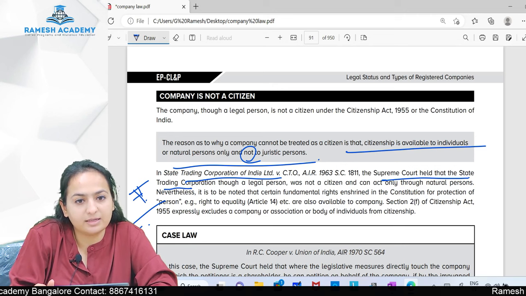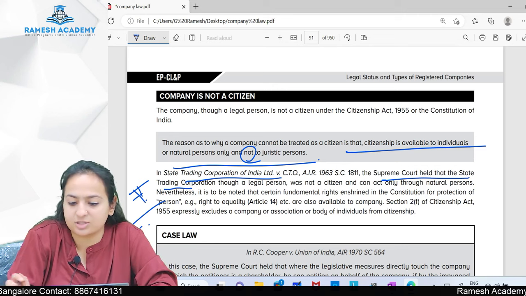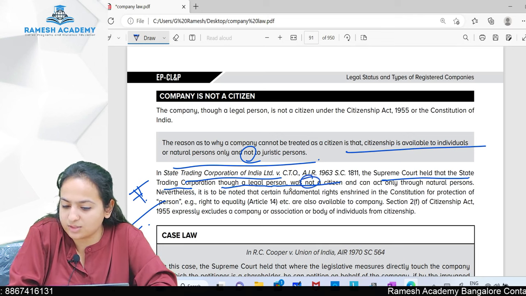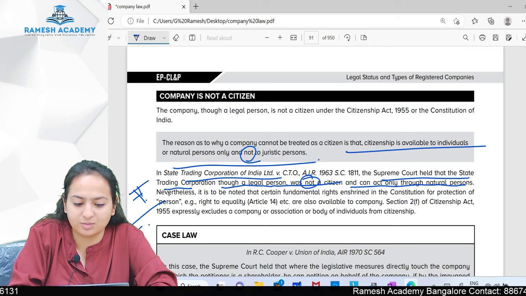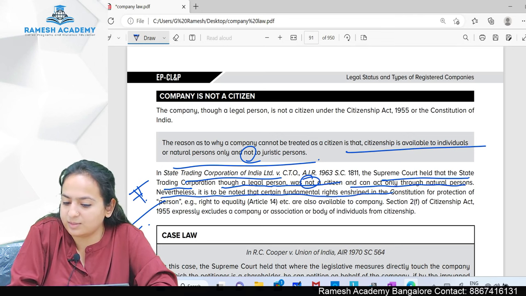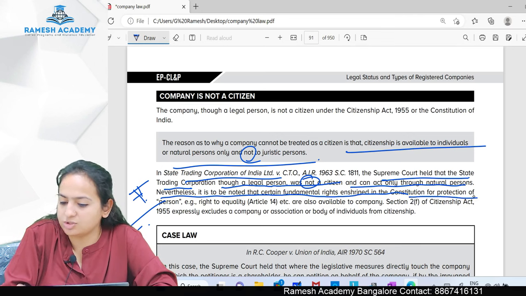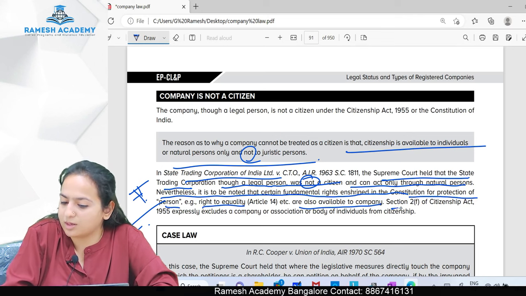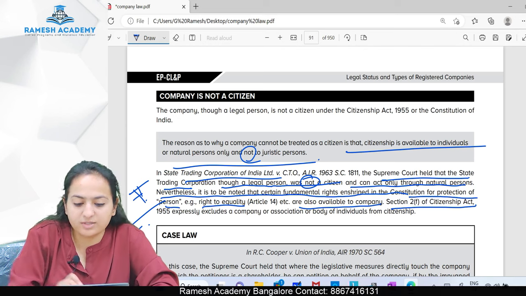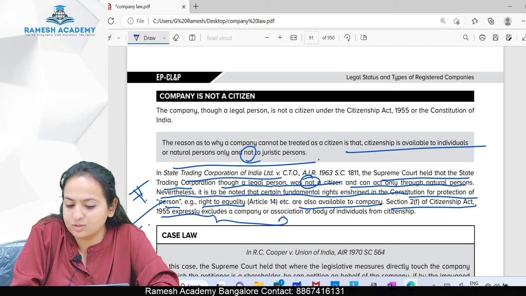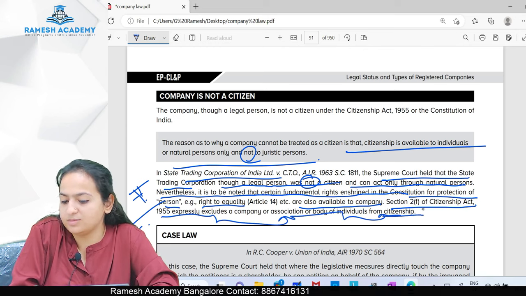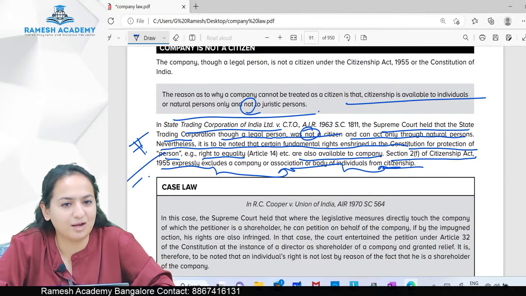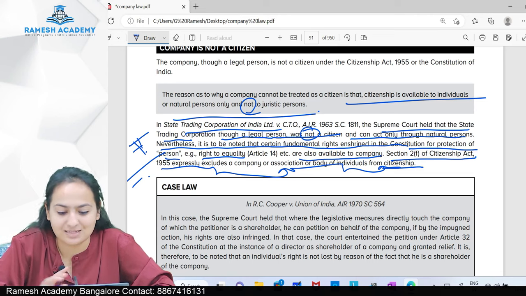This is how you will write the case law, okay? Don't write the facts, simple decision. Supreme Court held that the State Trading Corporation, although a legal person, was not a citizen and can act only through a natural person. Nevertheless, it is noted that certain fundamental rights enshrined in the Constitution for protection of the person, that is right to equality, are also available to a company. Section 2(f) of the Citizenship Act expressly excludes a company, AOA or body from citizenship. But all the rights, right to equality, is available to a company, though it is not a citizen.